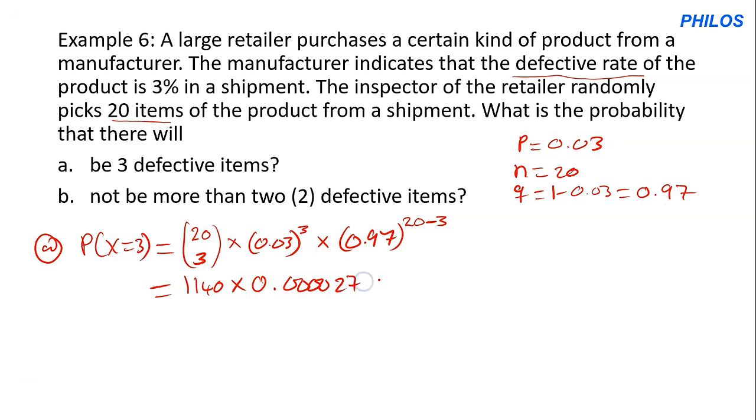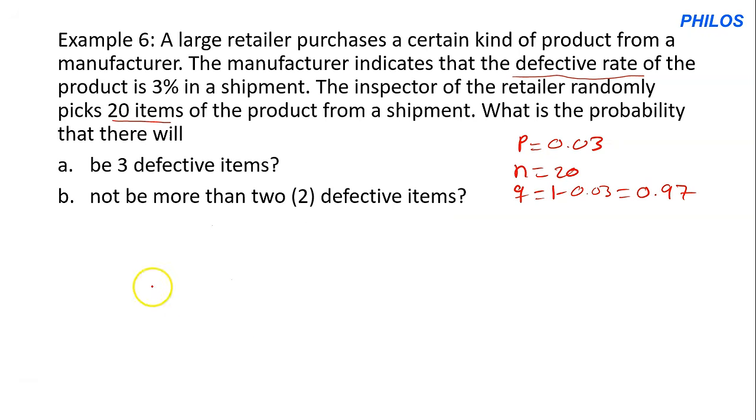0.000027 times, now 20 minus 3 is 17. 0.97 exponent 17 will give you 0.5958. So when you multiply the 3 of them, you get 0.01834. So that's the answer to question A.